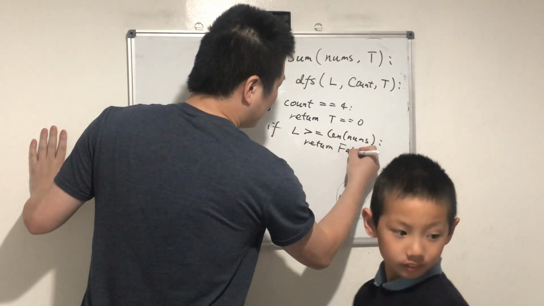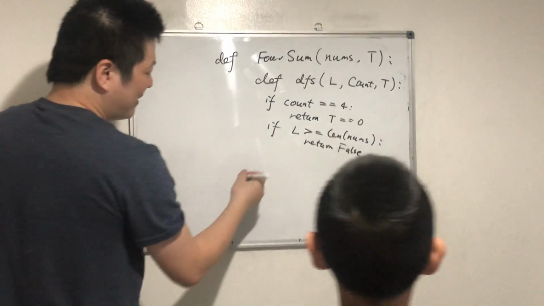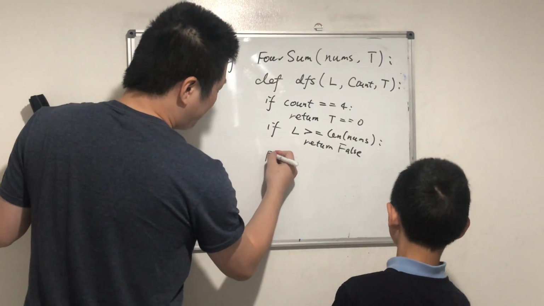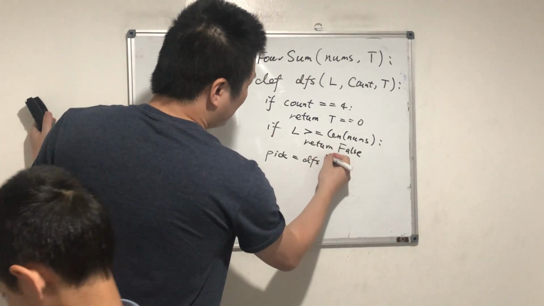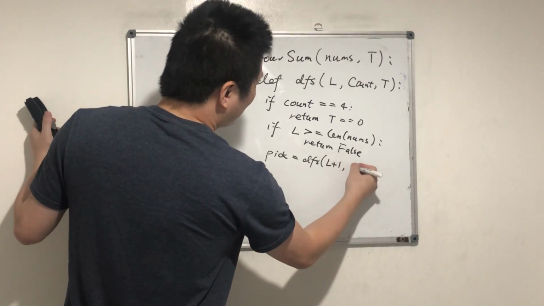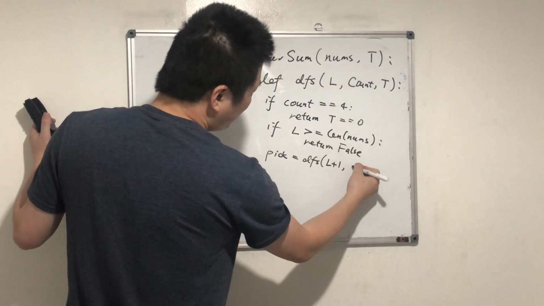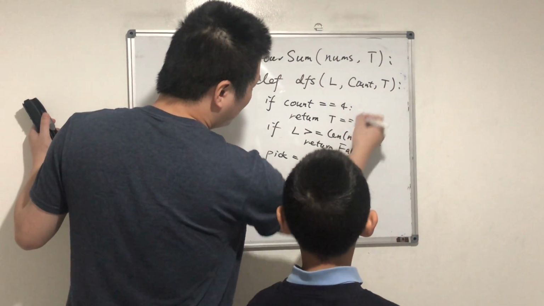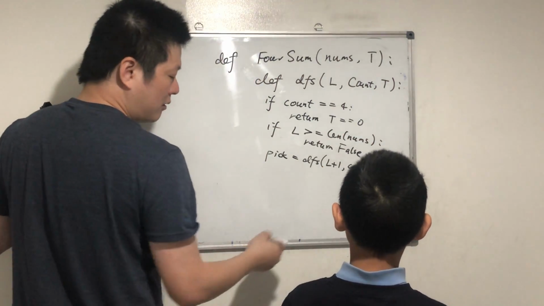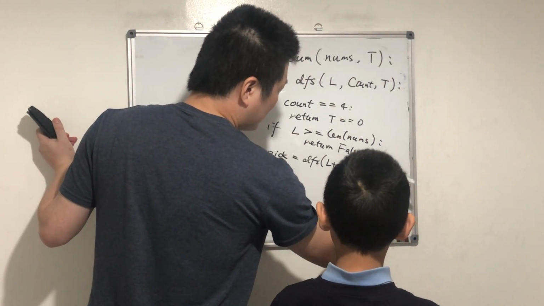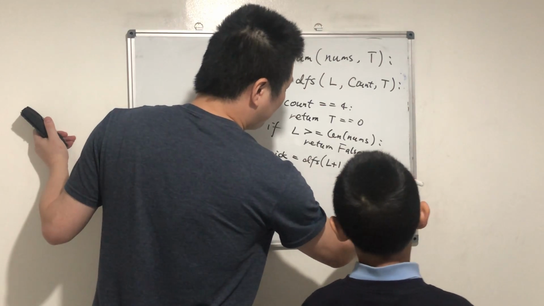Okay. And now we have 2 choices. Let's say pick equals what? DFS left plus 1, right? Can you tell me what should I put here? Left plus 1, and then if we pick what? Count what? Count plus what? If we pick a count, how many numbers do we pick? 1. And then target minus what?